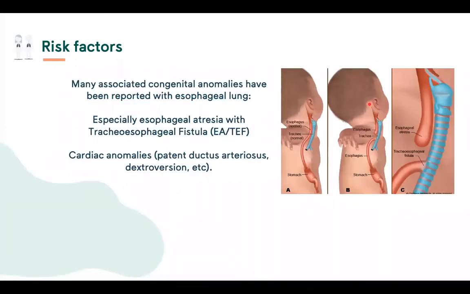The risk factor associated with esophageal lung diseases is that it occurs mostly in combination with other congenital anomalies involving esophageal atresia with tracheoesophageal fistula, as I explained before, and cardiac anomalies like patent ductus arteriosus and dextroversion. This picture simply represents the anomalies: esophageal atresia, which is a congenital birth defect that affects the alimentary tract.